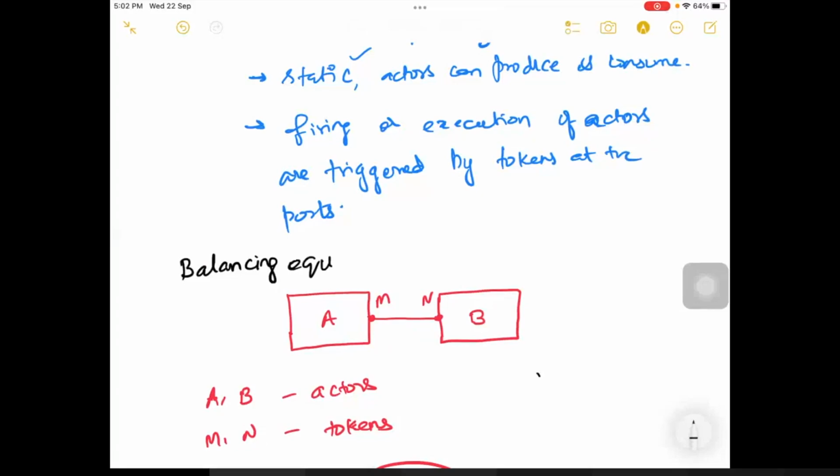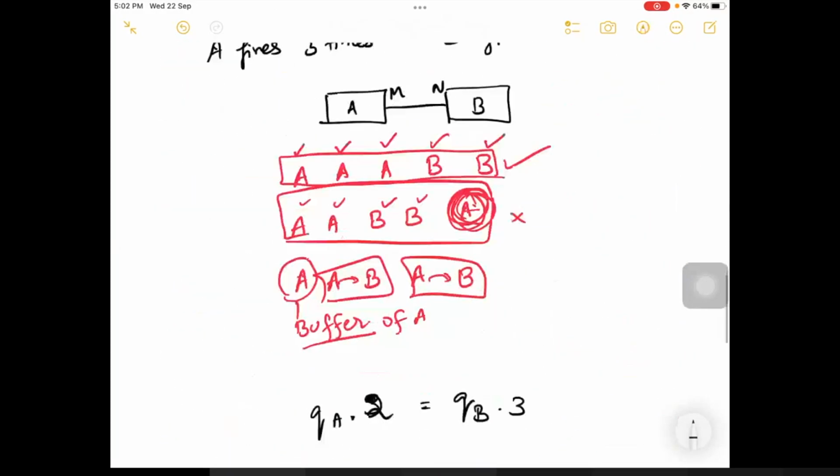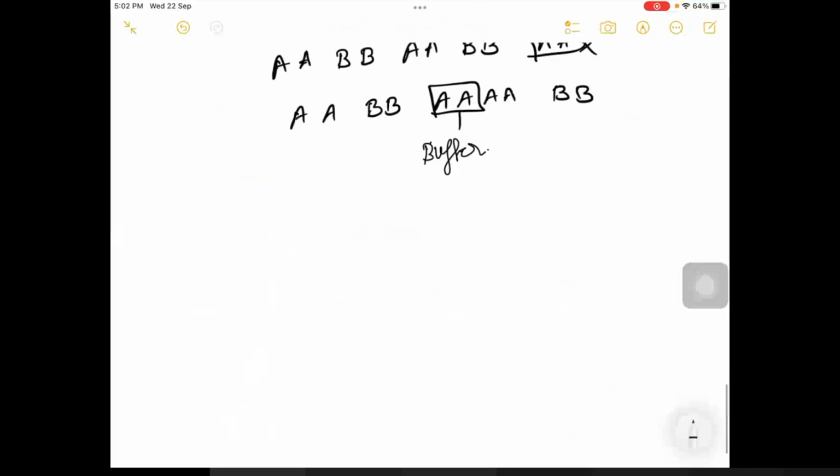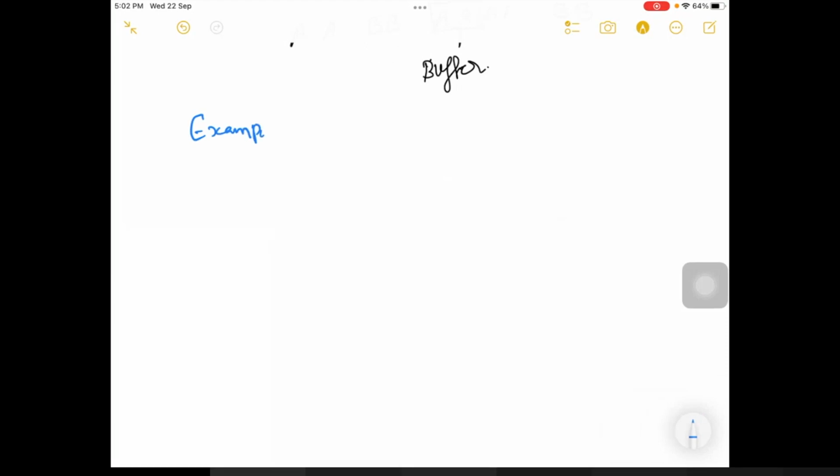So this example is called the balancing equation. Now another example we'll see. Example 2. Let me take the problem.